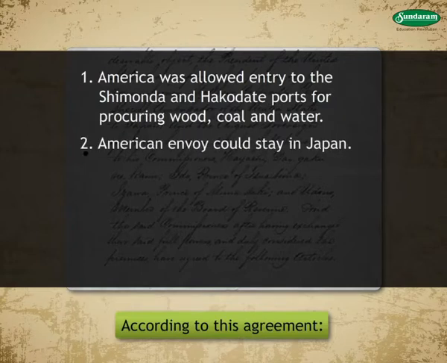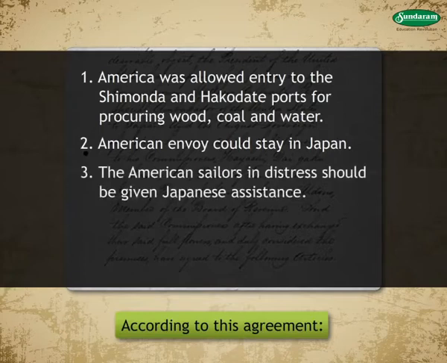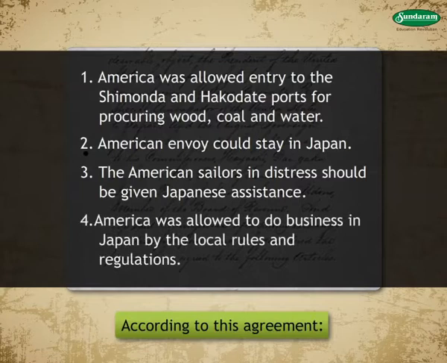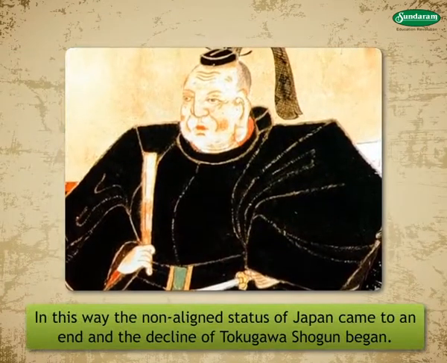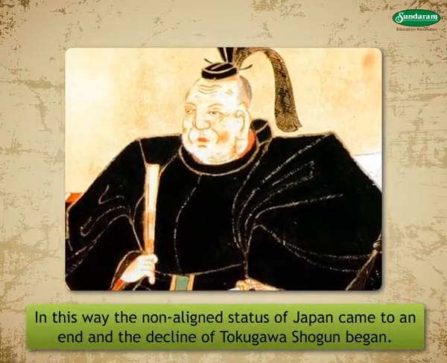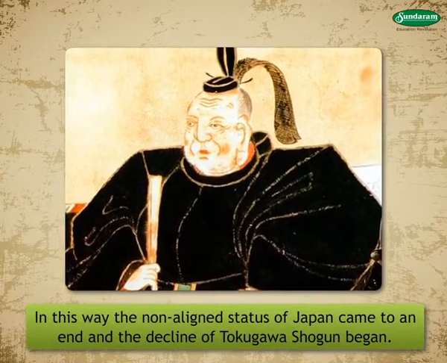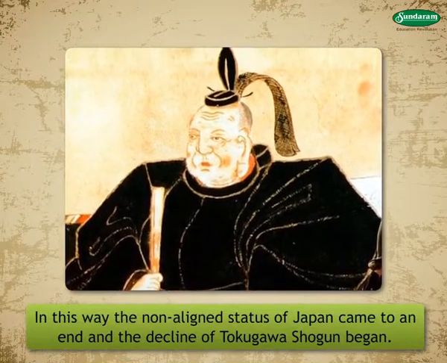2. An American envoy could stay in Japan. 3. The American sailors in distress should be given Japanese assistance. 4. America was allowed to do business in Japan by the local rules and regulations. In this way, the non-aligned status of Japan came to an end and the decline of Tokugawa shogun began.